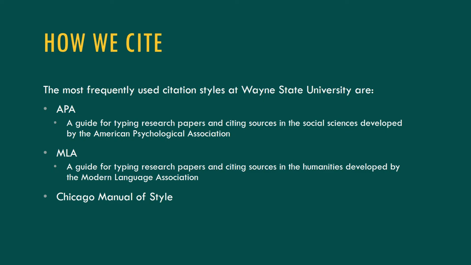Your instructor may ask you to use a particular citation style for citing your sources. A citation style is a set standard for presenting the information from a citation, such as the author, title, and publication date. The most frequently used citation styles at Wayne State University are APA, which is generally used in the social sciences, MLA, which is generally used in the humanities, and the Chicago Manual of Style.